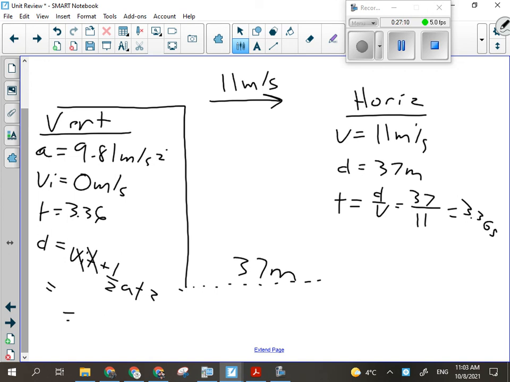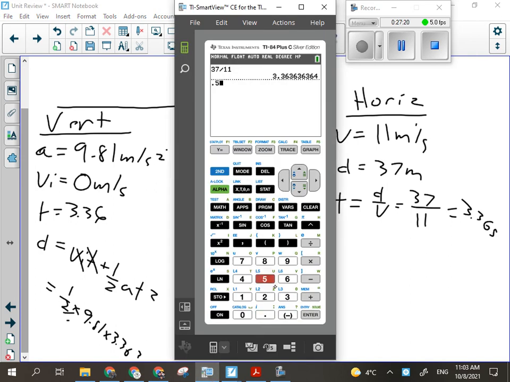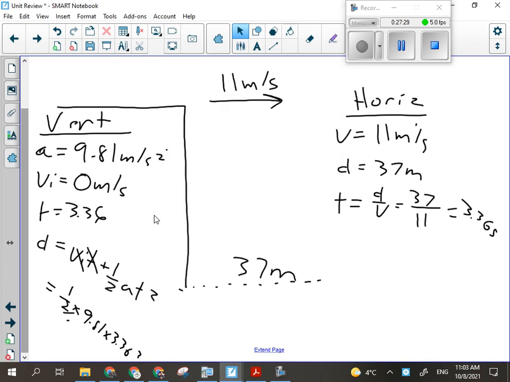Okay, this is 0, so it's just 1/2 times 9.81 times 3.36 squared. All right, so we're looking at a height of 55 meters. Okay, ready to run with that one? So that's a pretty typical projectile question. All right, what do we want to do next?